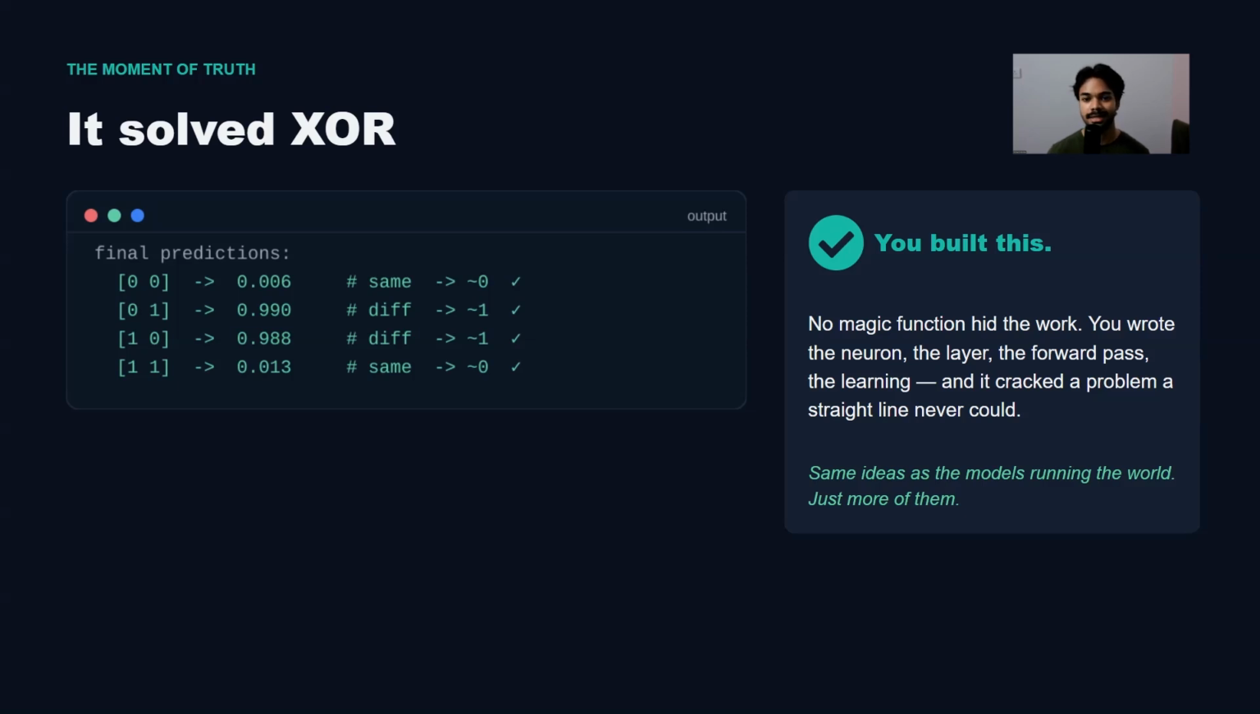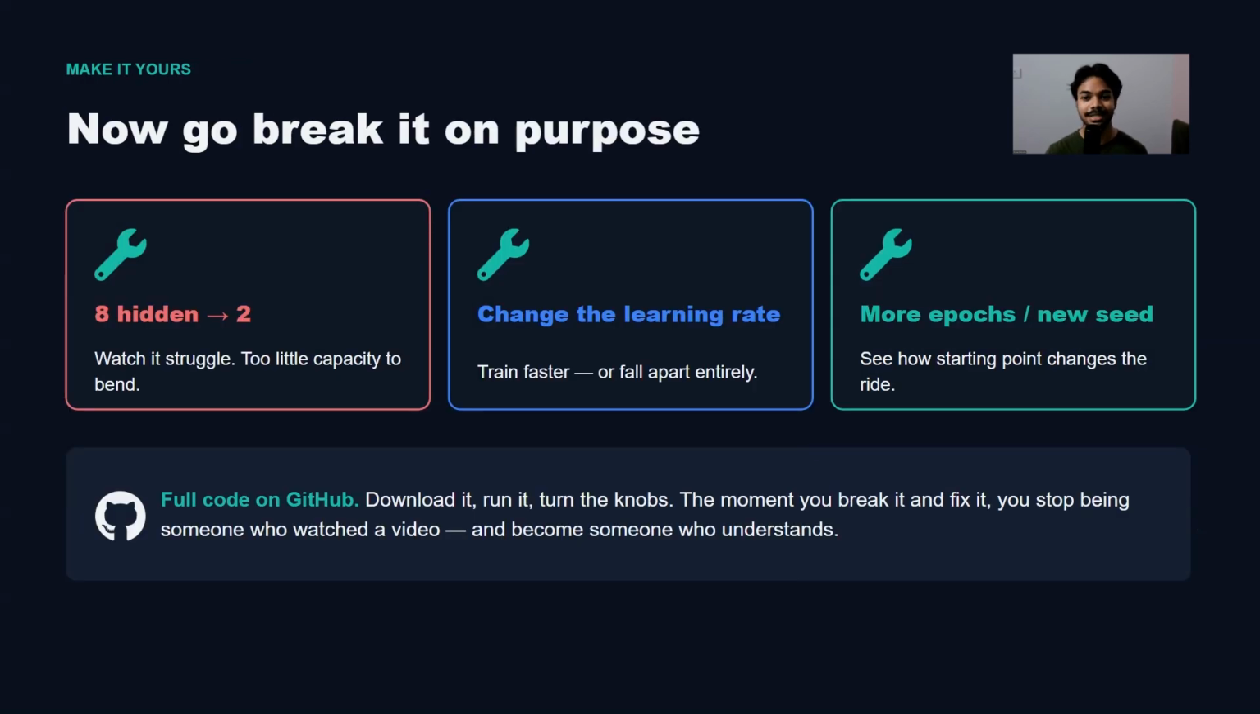And here's your one next step. And please actually do this one. It's where it becomes yours. The full code is on GitHub. Link is in the description. Download it, run it, then change one thing. Change the 8 hidden neurons to 2 and watch it struggle. Change the learning rate and watch it train faster or fall apart. Break it on purpose, because the moment you start turning the knobs and seeing what happens, you stop being someone who watched a video about neural networks and become someone who understands them.